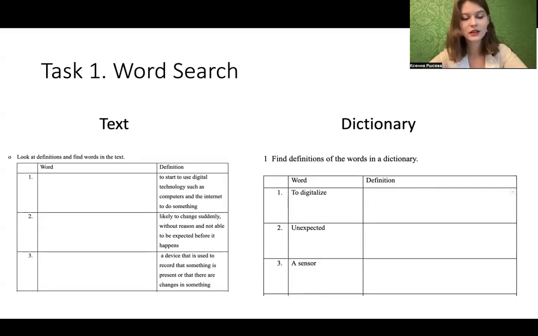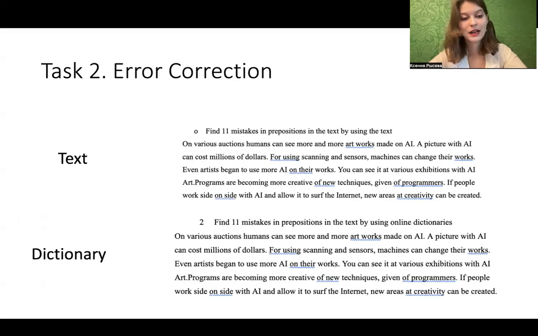The first task was on word search. Students who worked with the text needed to find the word; the definition was given to them. If we're speaking about the students who worked with the dictionary, the definition was needed as the target aim of the task, so the terms were given to them.